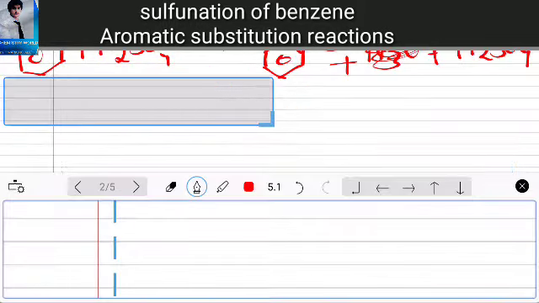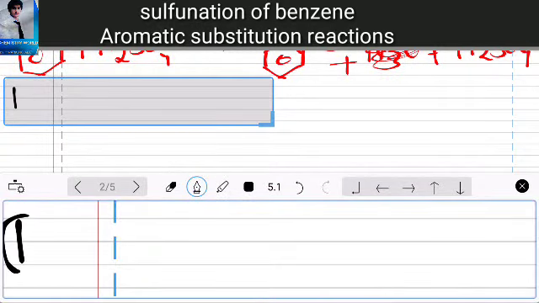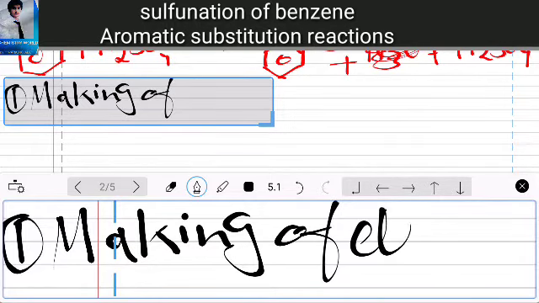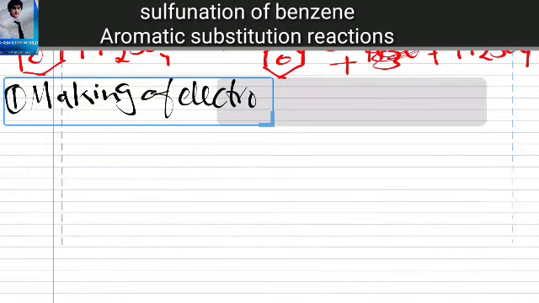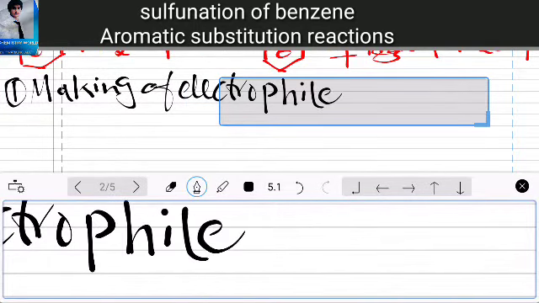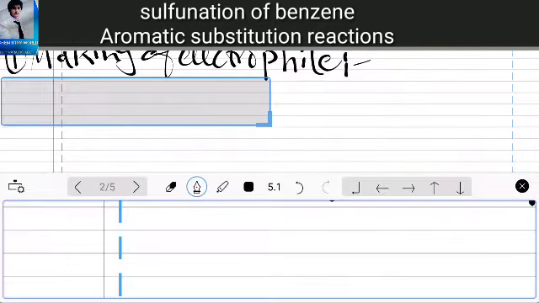As we already know, in aromatic substitution reactions there are three steps of mechanism. The first step is making of an electrophile. Here in sulfonation our electrophile is SO3 positive. Electrophile means electron loving species. So the question is why our electrophile is SO3, how it is electropositive and electron loving.